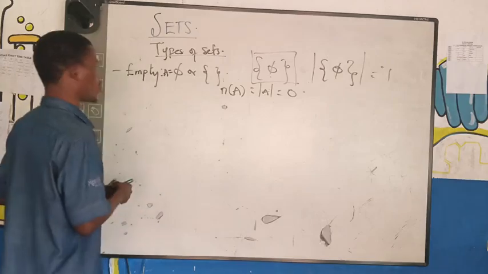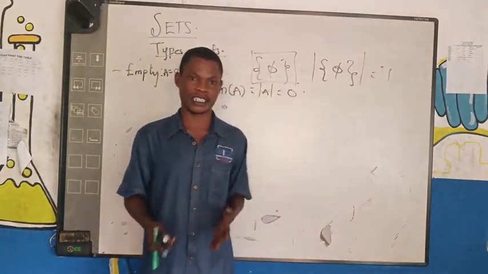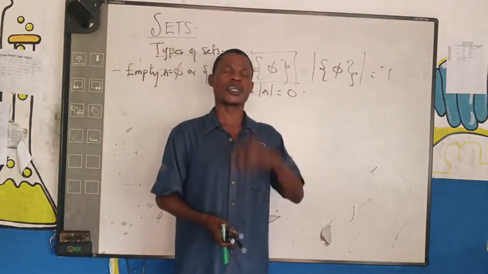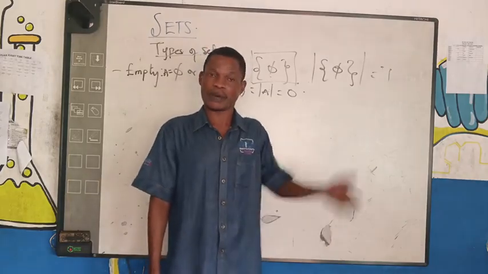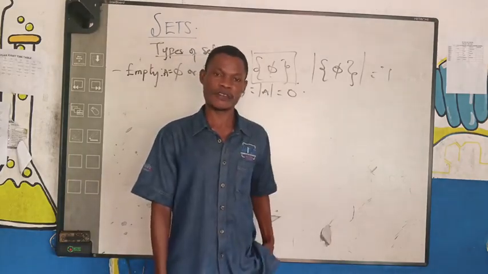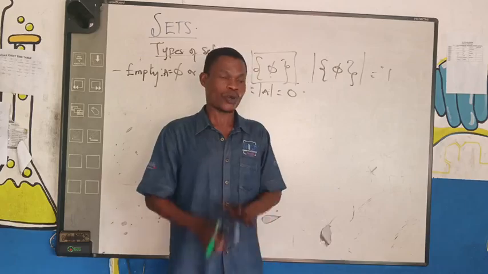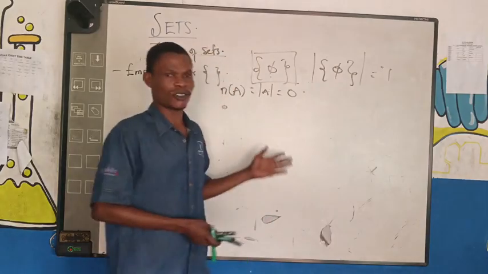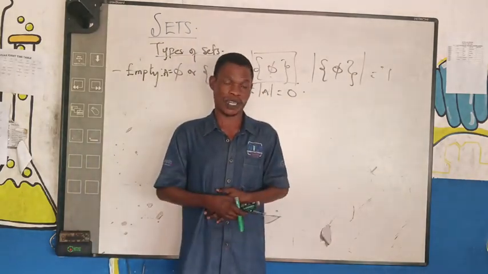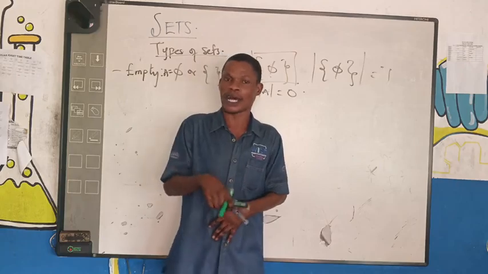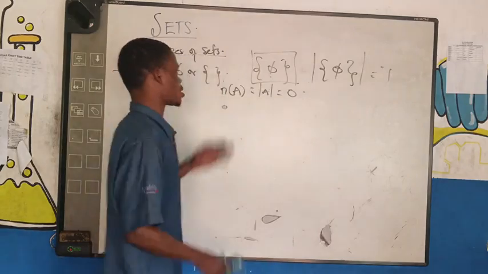Now, an example of an empty set. You can imagine anything. States in Nigeria without a governor. Is there a state without a governor? Even the Federal Capital Territory, there's someone ruling it. At least every state must have a ruler. So if you generate states in Nigeria without a ruler, that set should be an empty set. Do you understand? So that's an empty set.